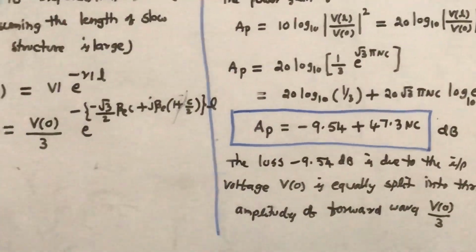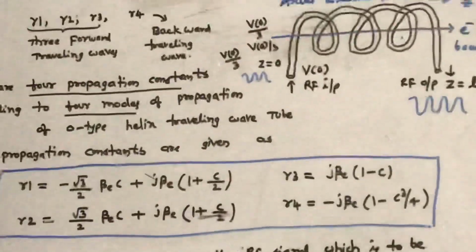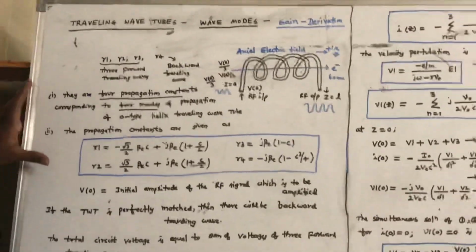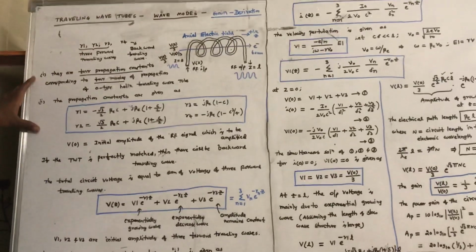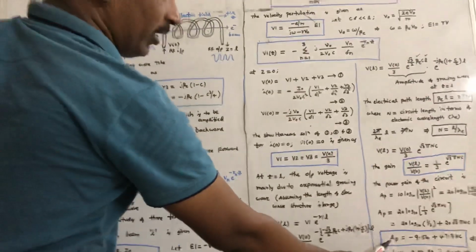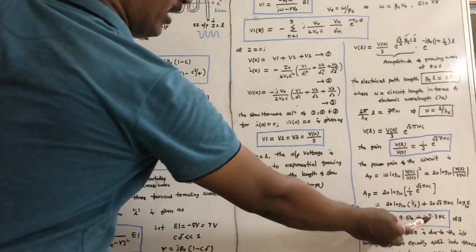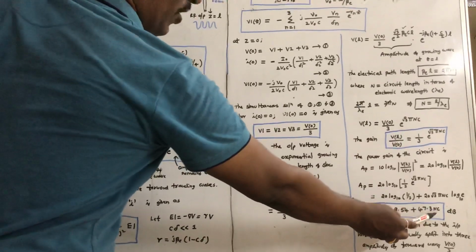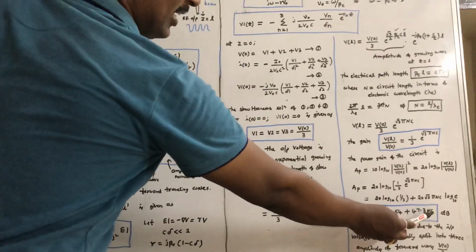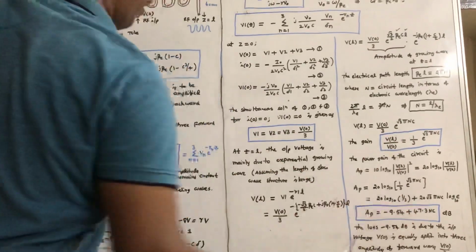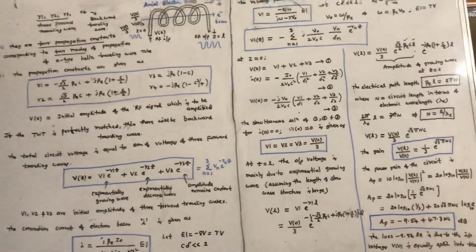So this is all about this very important question in the examination, a very important derivation. The gain of the traveling wave tube, this formula is very important: minus 9.54 plus 47.3 n C, where n is the circuit length and C is the traveling wave tube gain parameter. Thank you.